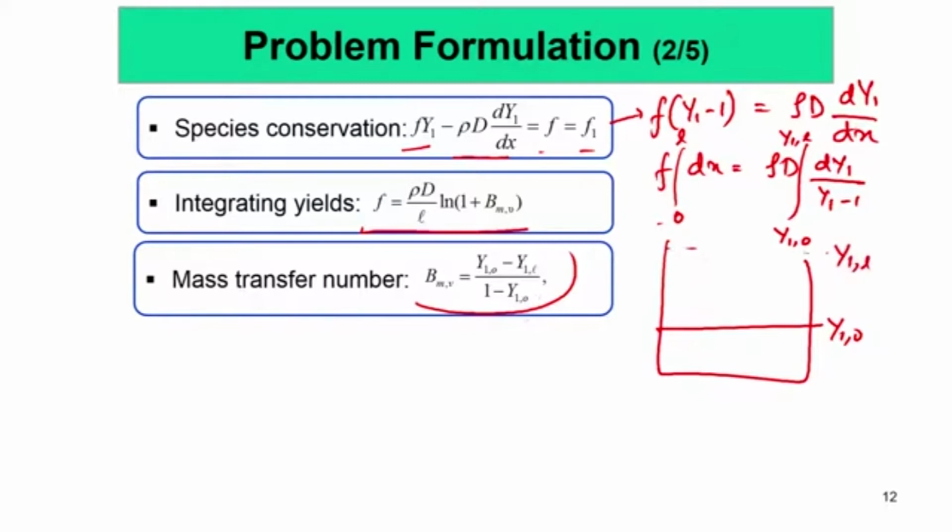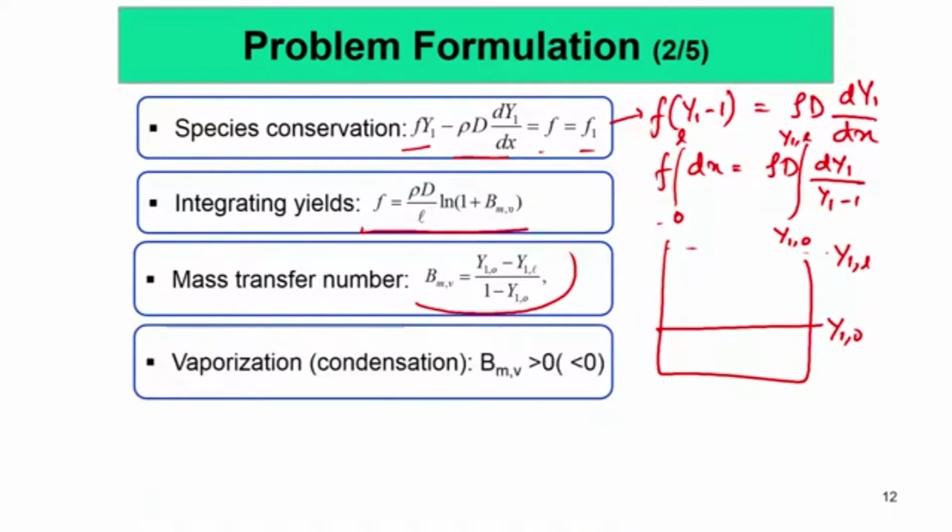So, this is the difference between this divided by 1 minus y10. Okay. So, that is the thing. So, you see that this net mass flux has a logarithmic dependence on the mass transfer number, which BMV is given by 1 minus y10 minus y1L divided by 1 minus y10. And of course, you have vaporization when this is positive, and we have condensation when this is negative.